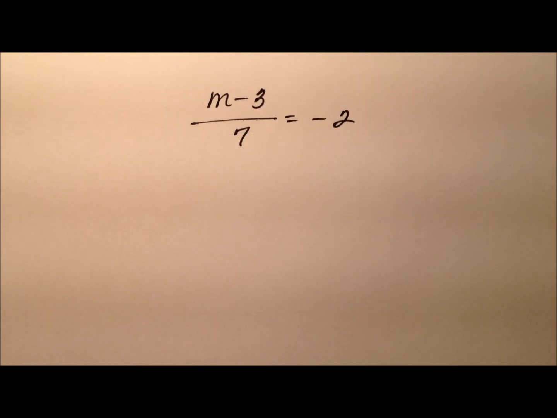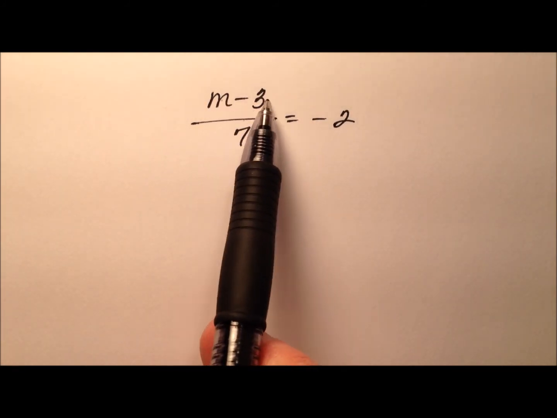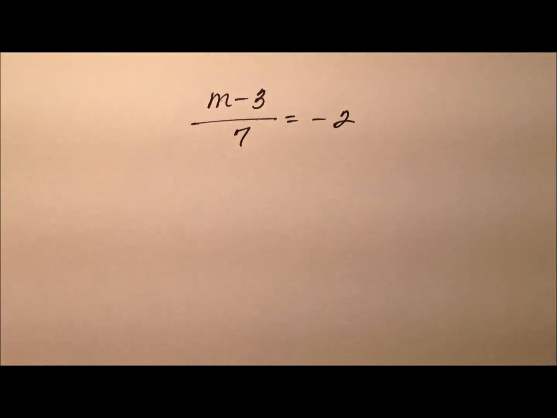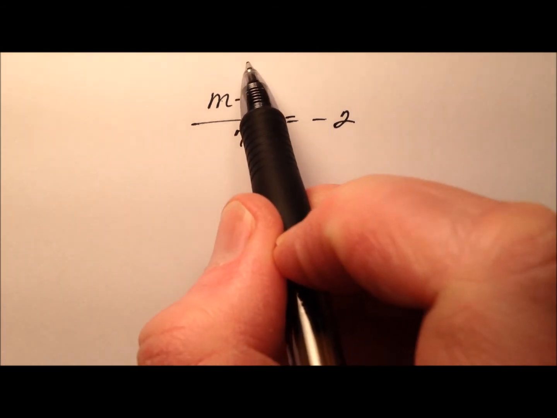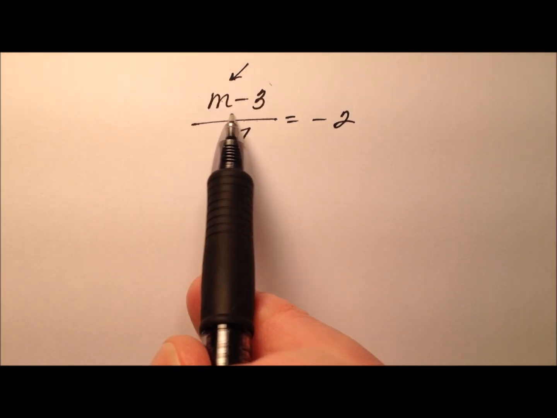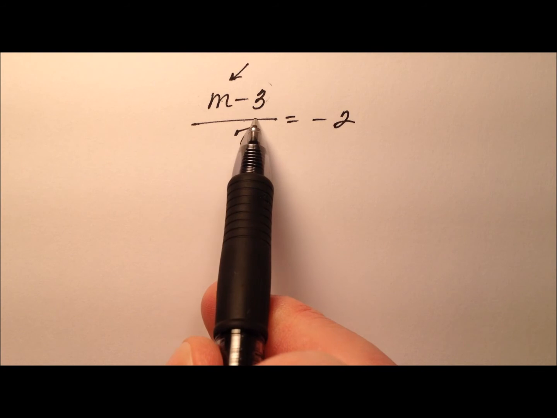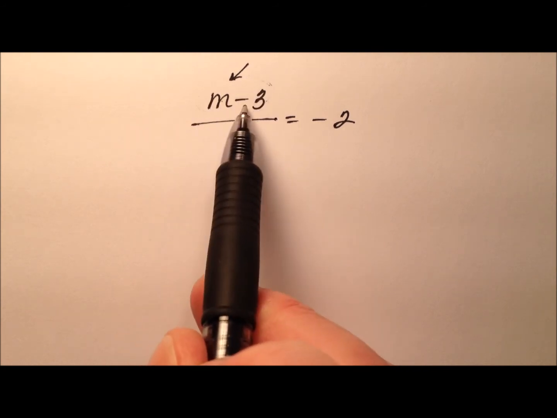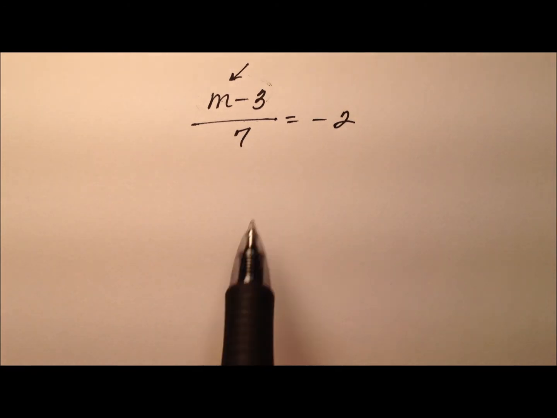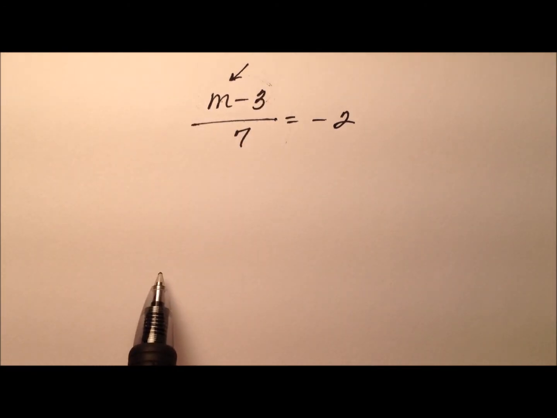In this fourth example, we have this m minus 3, and that entire expression is being divided by 7, and then that equals negative 2. So once again, our goal is to isolate this variable m. So get it by itself on one side. Well, this whole expression, m minus 3, is being divided by 7. So before we can add 3 to both sides, or before we can really work this numerator, we kind of have to get rid of this fraction.